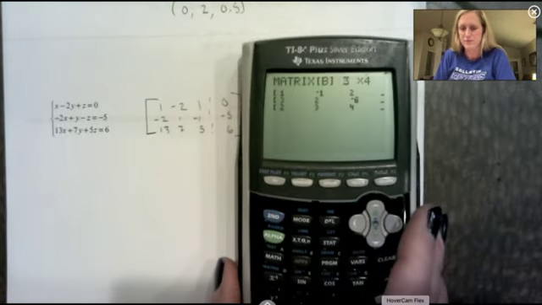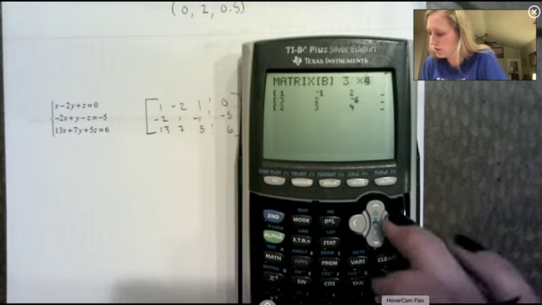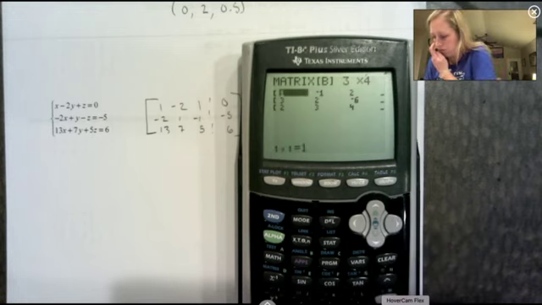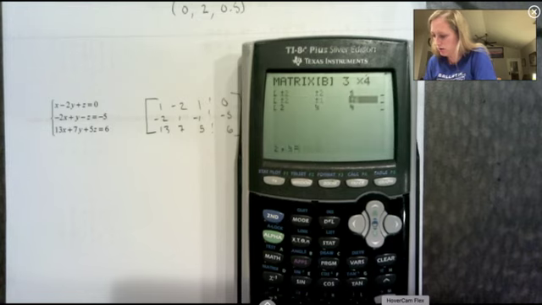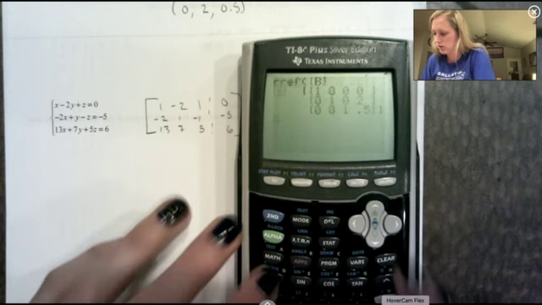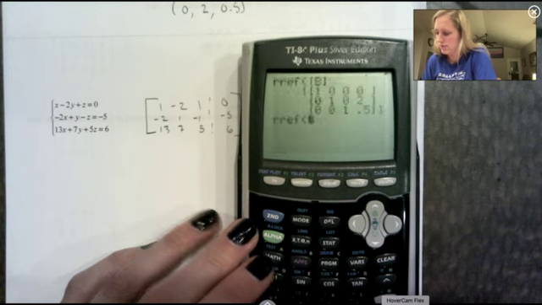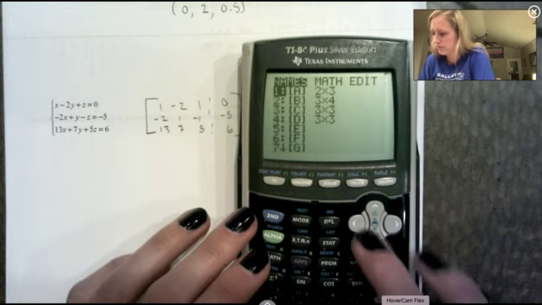Okay. All right, so we are doing 3x4 again, so I'm just arrowing down to the entries. So I have 1, negative 2, 1, 0, negative 2, 1, negative 1, negative 5, 13, 7, 5, 6. Okay, we have all our entries. So now go into the matrix menu, math, RREF of matrix B.